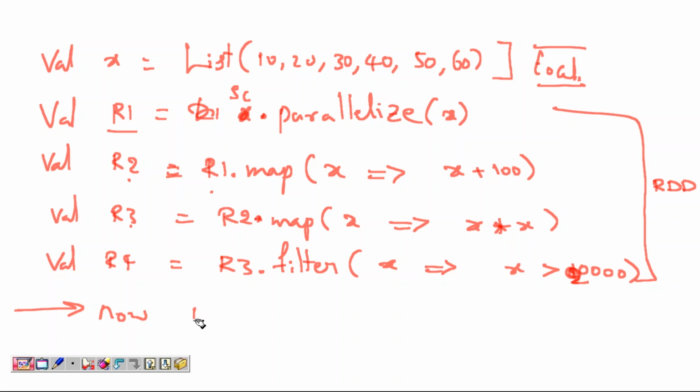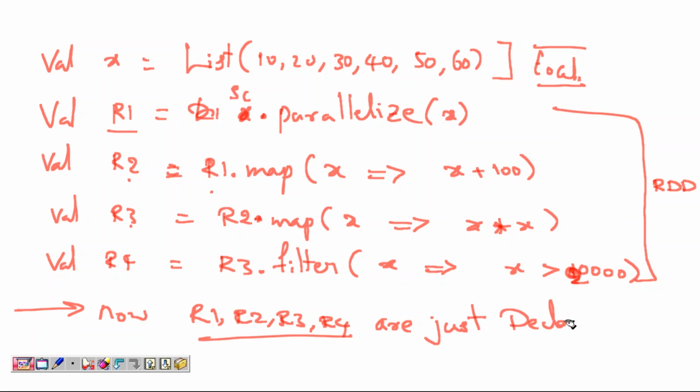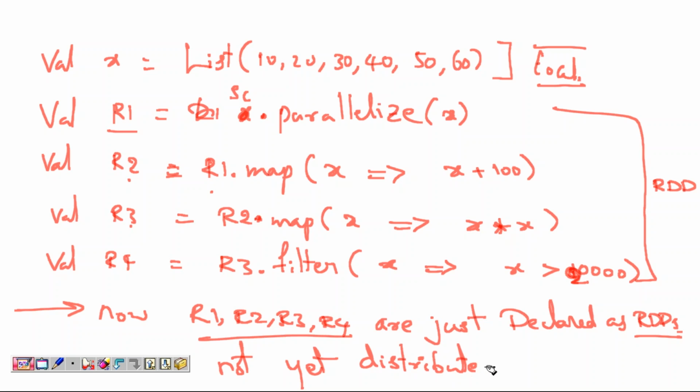Now R1, R2, R3, R4 are just declared as RDDs. Not yet distributed into Spark cluster. Do you understand these points, all of you? Not yet distributed into Spark clusters. So when will this be distributed? When I perform an action, only then will the flow be executed.